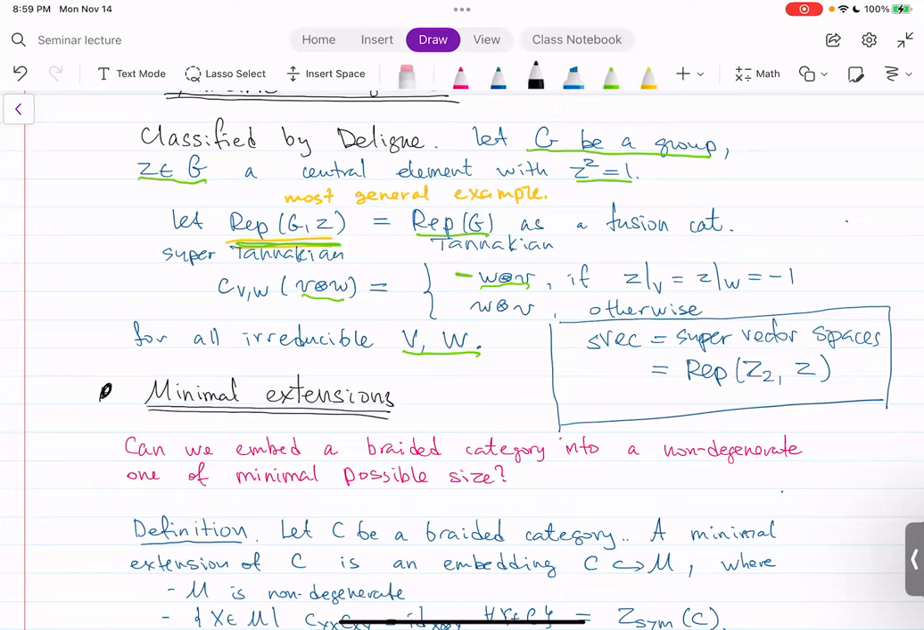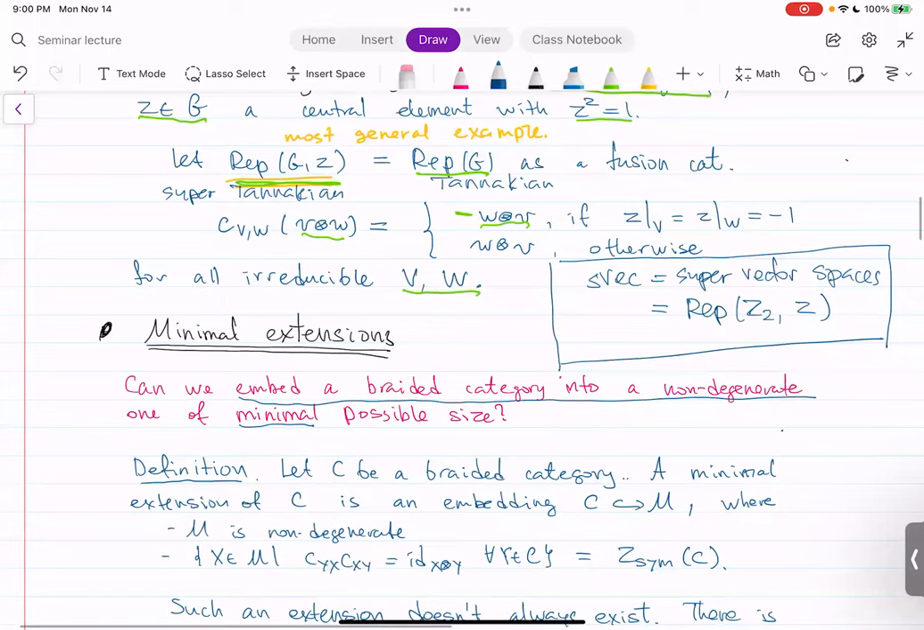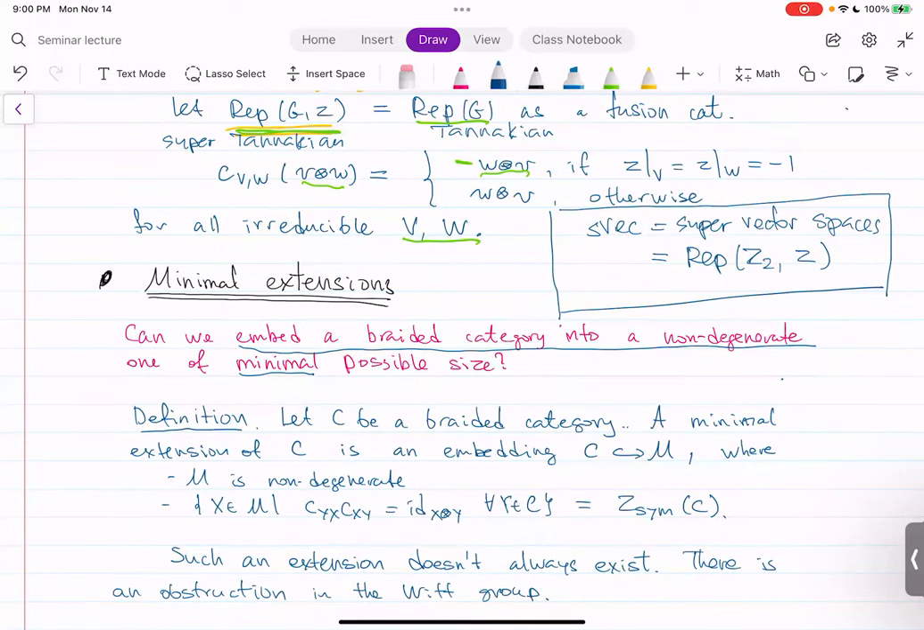However, sometimes you are given a category which is degenerate, and what you want to do is to embed it into a non-degenerate category. But you don't want the category to which you embed to be very large. So you want to embed it into a non-degenerate category of the minimal possible size. Okay, so what I mean by minimal possible size? Here is the definition.